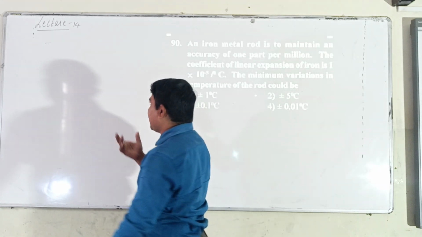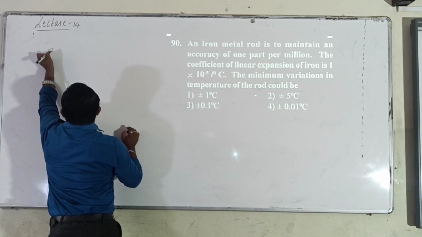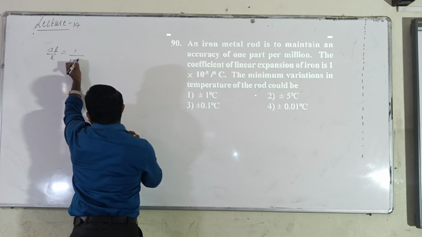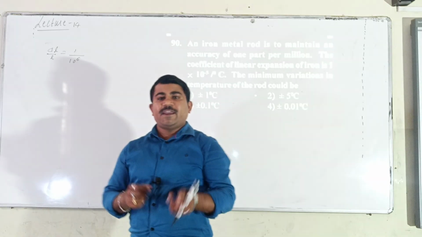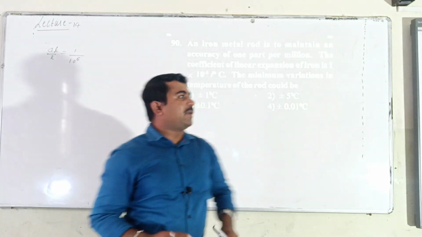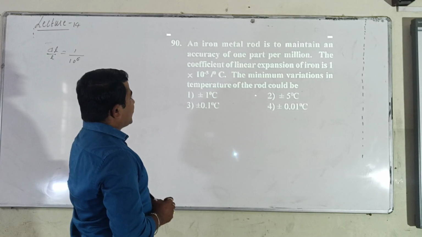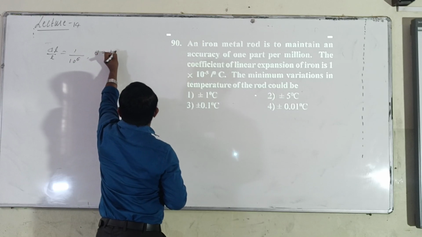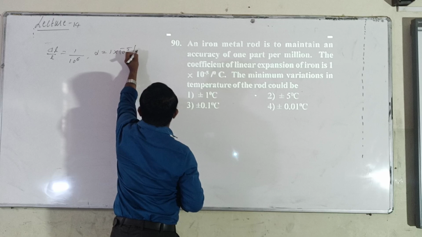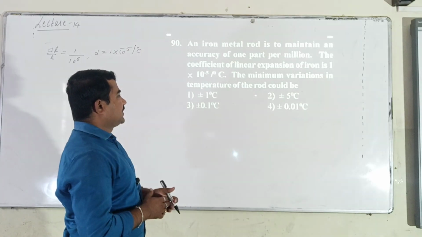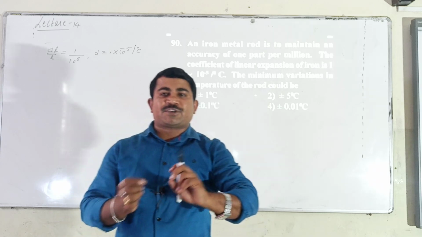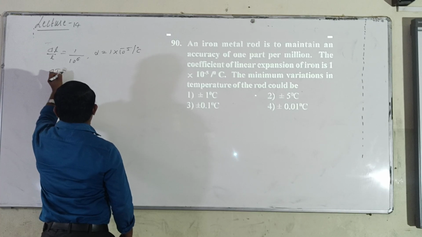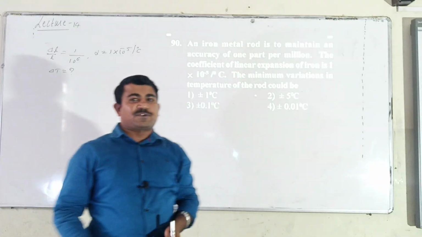See here, the iron rod is maintaining how much? Del L by L is equal to 1 part per million. Million means 10 raised to 6. It maintains an accuracy of 1 part per million. Right. The coefficient of linear expansion is 1 into 10 raised to minus 5 per degree Celsius. I need the minimum variation of the temperature of the rod.